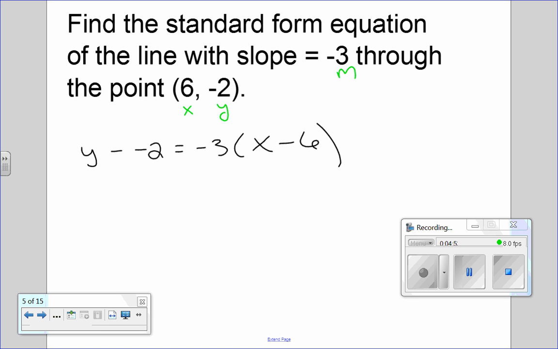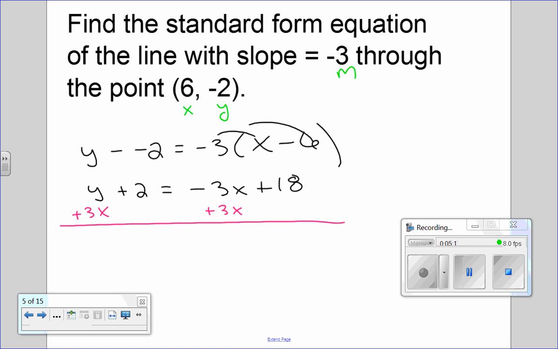Y minus a -2, I'll make that y plus 2. Then we'll distribute the -3, so -3x plus 18. Standard form, we want our x's and our y's on the same side together, and we want our numbers on the other side. So I'm just looking at my plan. I think I'm going to move this. I'll do it in 2 steps on this math problem so it's not so messy.